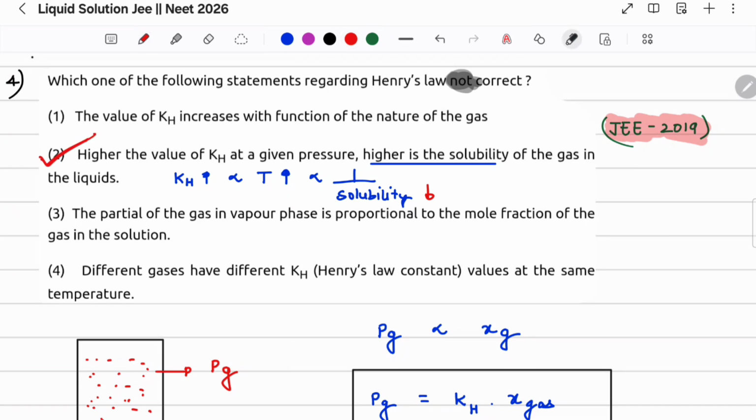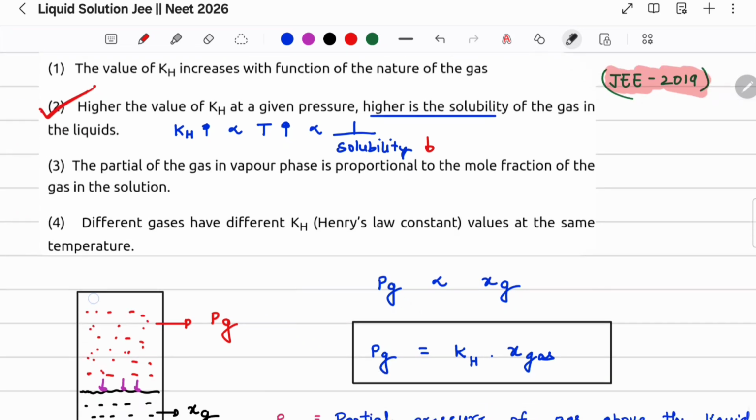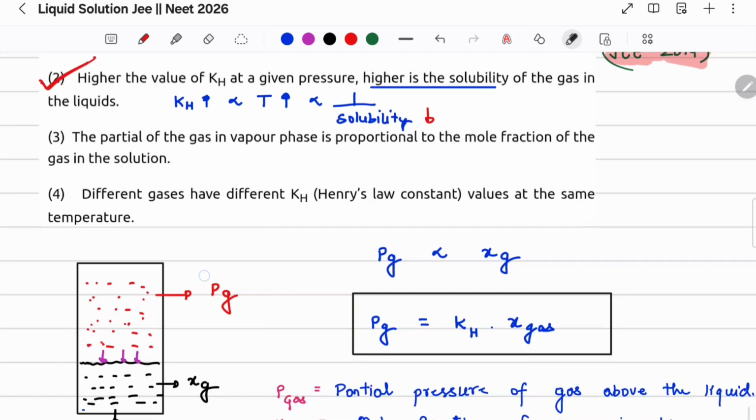Let's check the other options very fast. Third, partial pressure of gas in vapor phase is proportional to mole fraction. Yes, right only. If you apply more partial pressure, what will happen? Mole fraction will be more. So third is also right. Fourth, different gases have different KH values at the same temperature. Yes, suppose O2 gas is there and nitrogen gas is there, and the temperature you are putting is 100 degrees Celsius. So yes, O2 and N2 will have different KH, because the nature of gas is different, no?